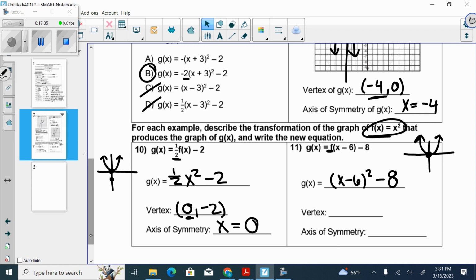6. 6 to the left or 6 to the right? 6 to the right. Okay, so I'm going to go 6 places this way. Did we move up or down any? Down 8. So now I'm over here at this point, right? Where is that point at? -8 for the y value. And how many over did we move? Not -6, +6. So my new vertex is at 6, -8. All right, so what does that mean our axis of symmetry is? 6.